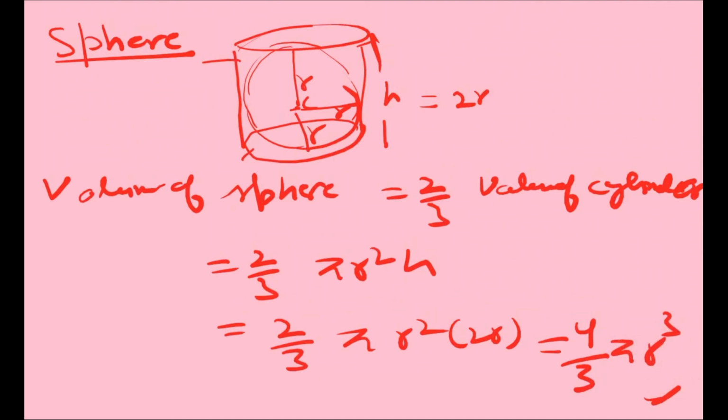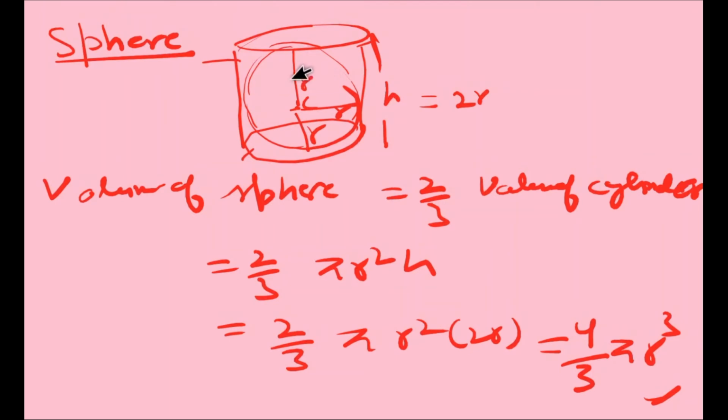You can learn this formula directly, the volume of a sphere. But using this you can say what is the ratio of the cylinder and sphere in volume if they have the same height and same radius, that is 3:2. Cylinder volume is 3 and sphere volume is 2. This is an important question you should learn.